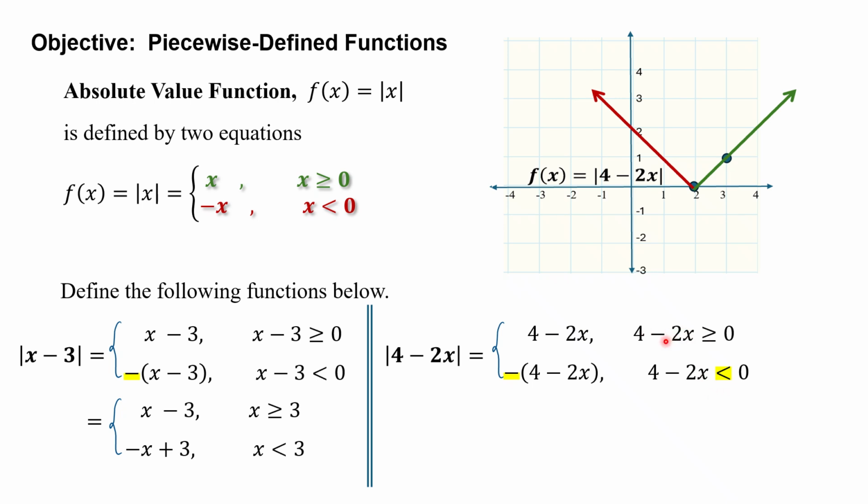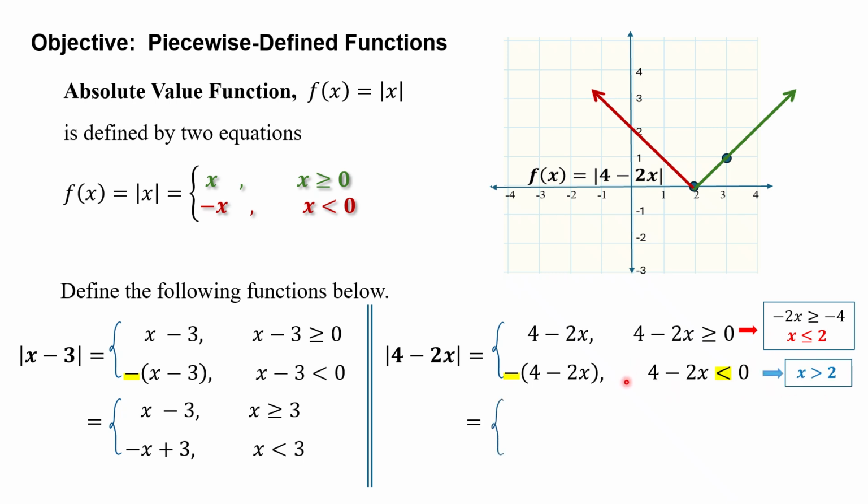So if we solve this inequality, we will move the positive 4 to the other side, so it will give us negative 4. And then dividing both sides by a negative number in an inequality should reverse the inequality symbol. So x is less than or equal to 2. And the other one will be x greater than 2.